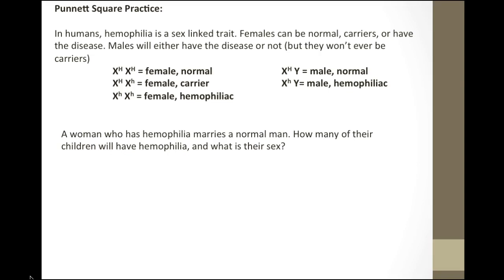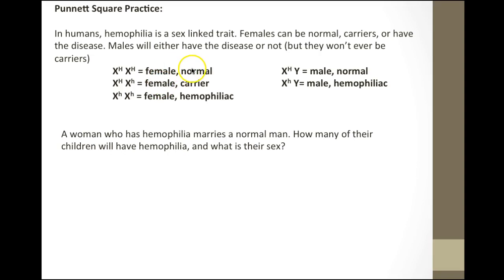But now we're going to be looking at a sex-linked trait in humans. So back to hemophilia. Remember, hemophilia is a sex-linked trait. Females can be normal. In this case, they don't color code with letters. They're going to do like the fruit flies. They're going to have a capital H for normal and a lowercase h for hemophilia. So a normal female is going to be capital H for both.